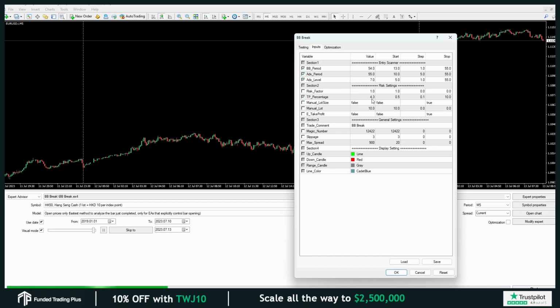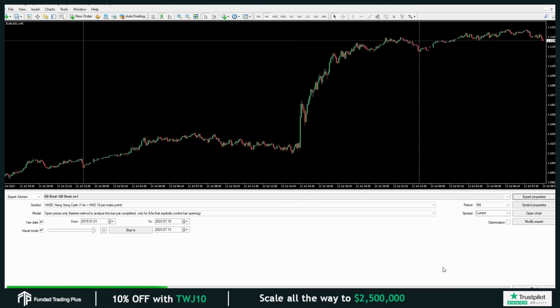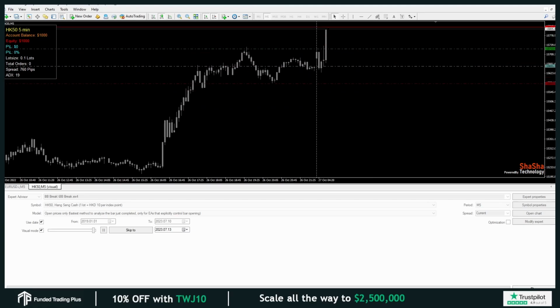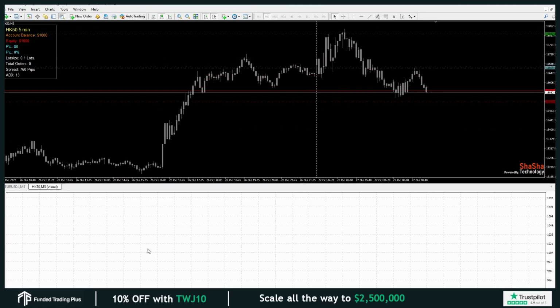And we have a take profit percent of 4.3. So even if we don't get to the middle line in the Bollinger Band, once we hit 4.3% of the account, it would close the trade. So let me just start it and take a look at what's going on.